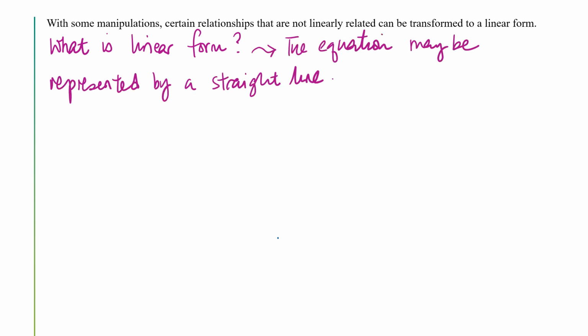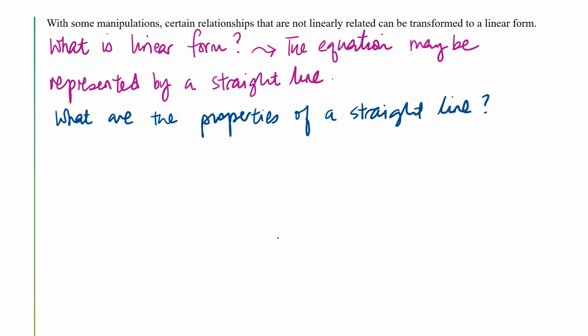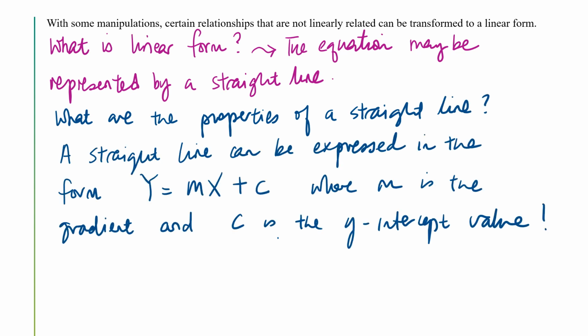Basically, a linear form is such that the equation may be represented by a straight line. Then the next thing we need to ask ourselves is, what are the properties of a straight line? A straight line can be expressed in the form y = mx + c, where m represents the gradient of the straight line and c represents the y-intercept value.